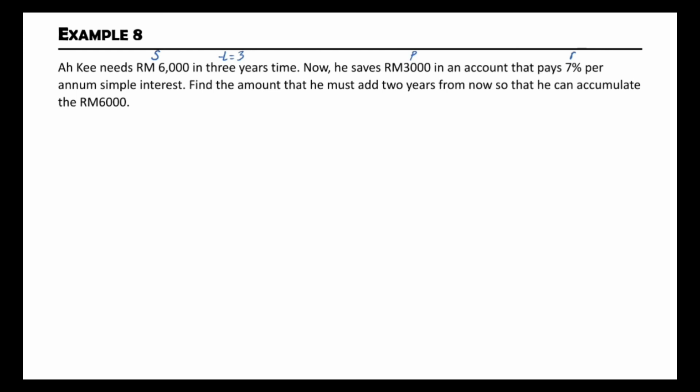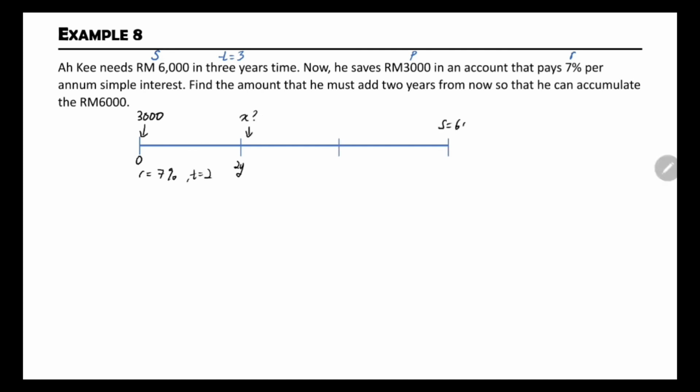Find the amount he must add 2 years from now so that he can accumulate the 6,000. Means the 3,000, the first principal, does not accumulate 6,000. He needs to add more money between the 3 years time, here after 2 years, so that he can accumulate 6,000. Look at the timeline. The principal is 3,000. So he put 3,000 now at R equal to 7%. After 2 years time, he needs to add more money so he can accumulate total of 6,000 at the end of 3 years time. We know S equal to 6,000.